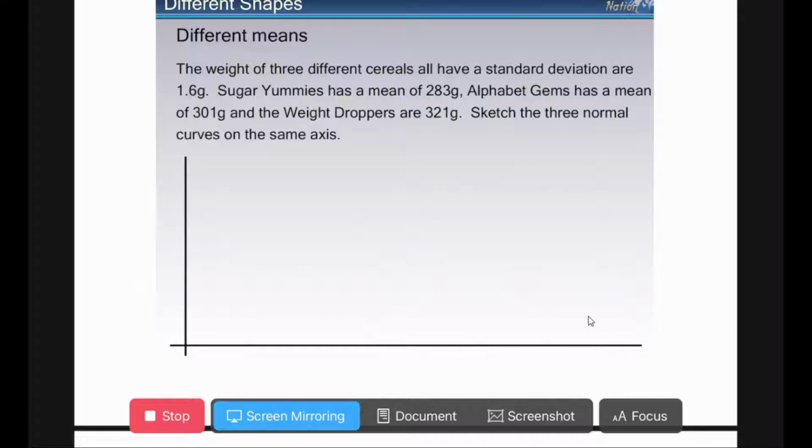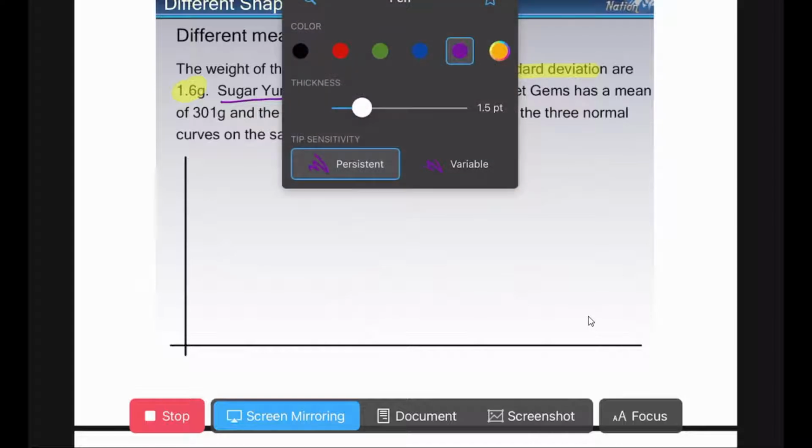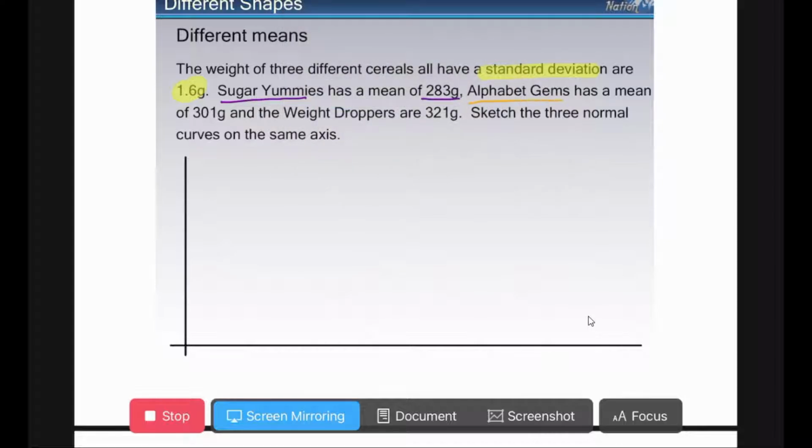So in our example question here, the weight of 3 different cereals all have a standard deviation of 1.69 grams. So same standard deviation, same scaling factor, same shape. Sugar Yummies has a mean of 238 grams. Alphabet Gems has a mean of 301 grams. And Weight Droppers has a mean of 321 grams. Sketch the 3 normal curves on the same axis.